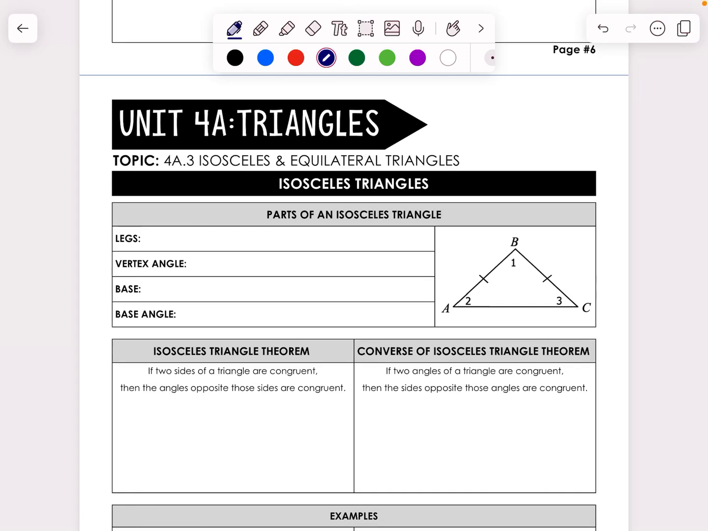All right, so for 4A.3, we're going to talk about equilateral and isosceles triangles. We're going to start with isosceles. So that's when your two sides are congruent. Those two congruent sides are going to be called the legs. In our picture here, that's going to be AB and BC.